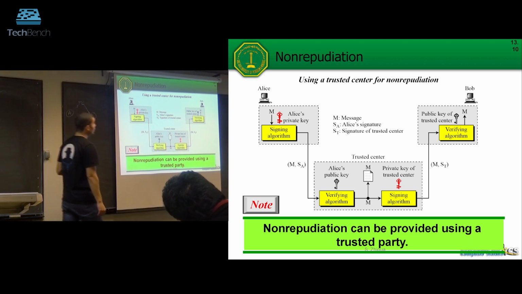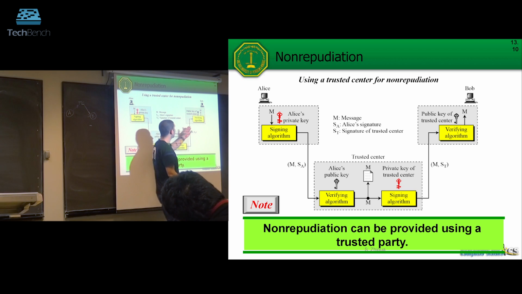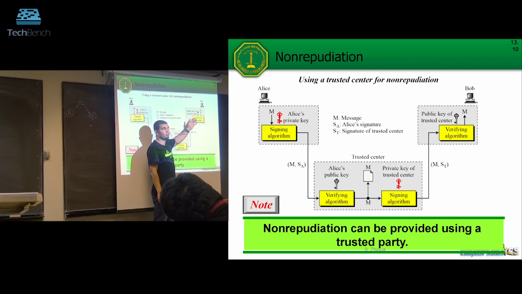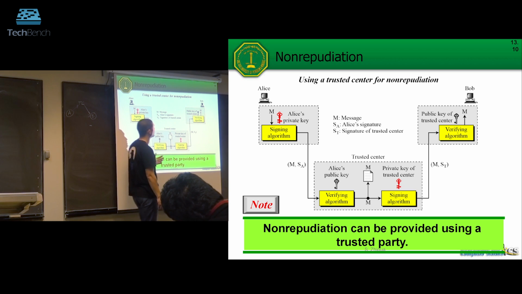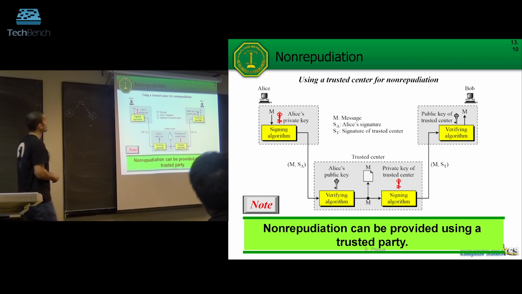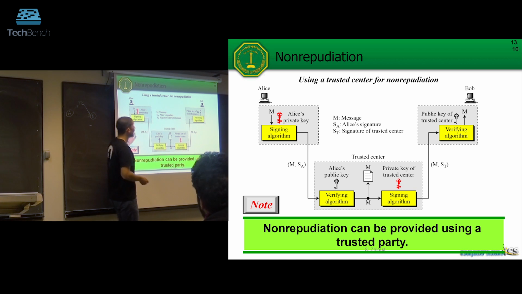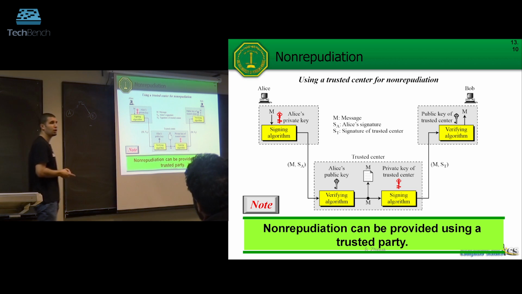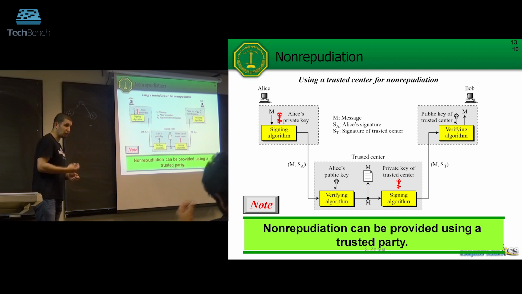Okay. So here, if everybody trusts the center, Bob cannot deny having received that message. And here, Alice cannot deny that she has sent a certain message, because we have a trusted center that will keep a log of everything that happened. Now, non-repudiation is provided by having a third trusted party.